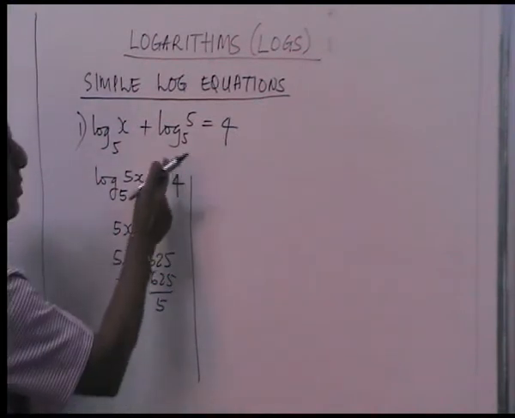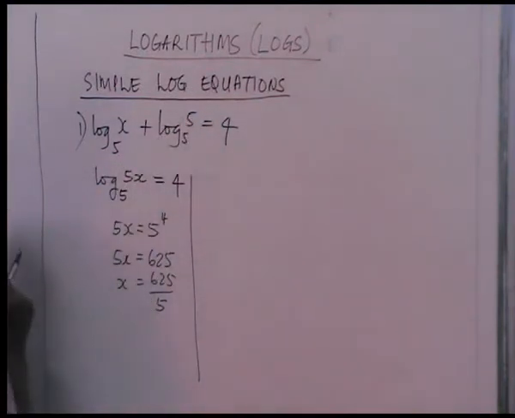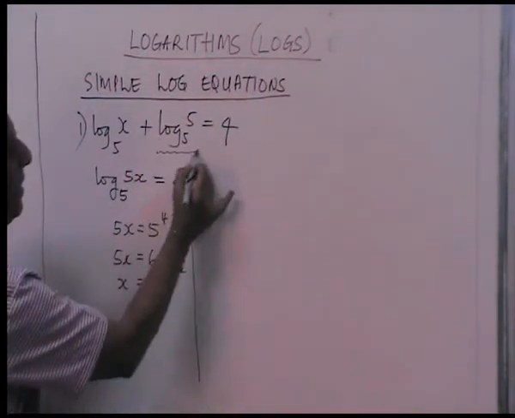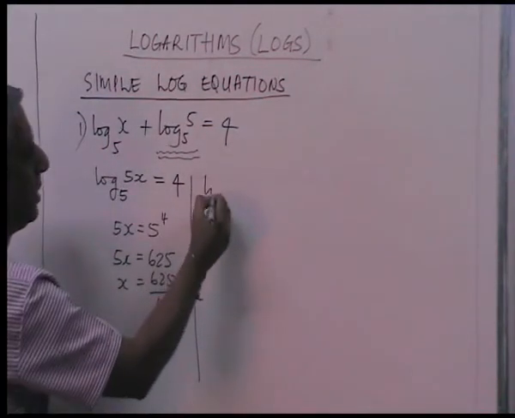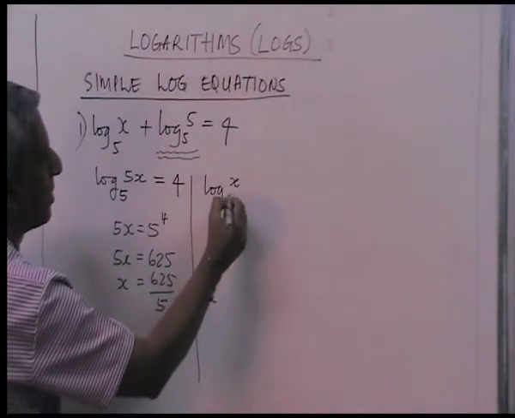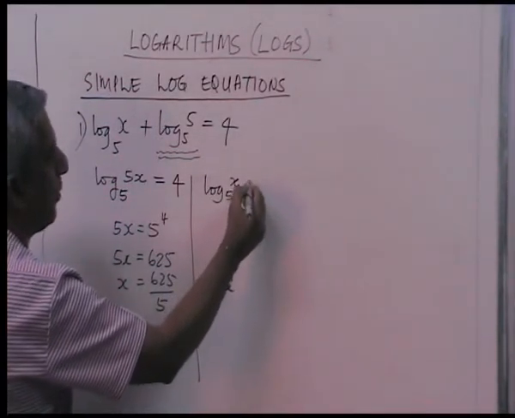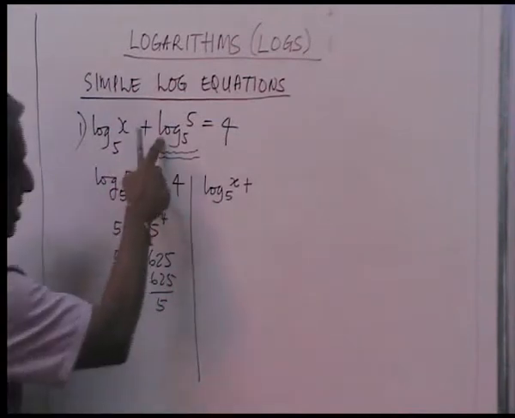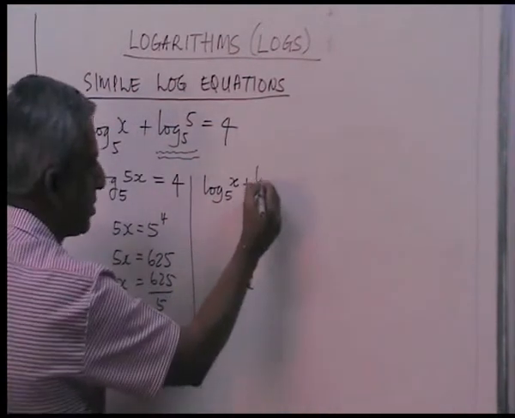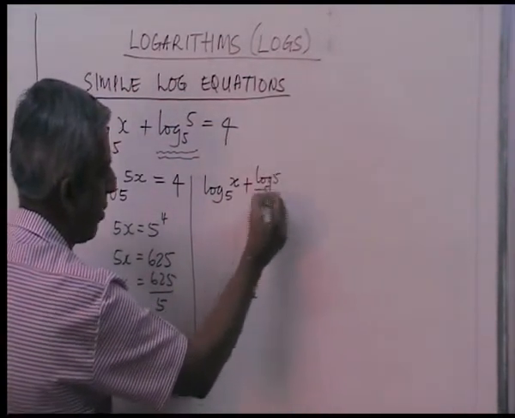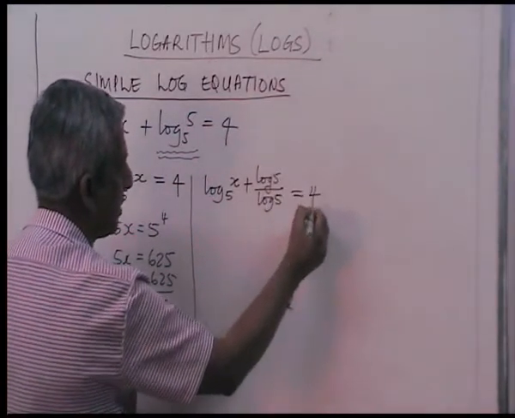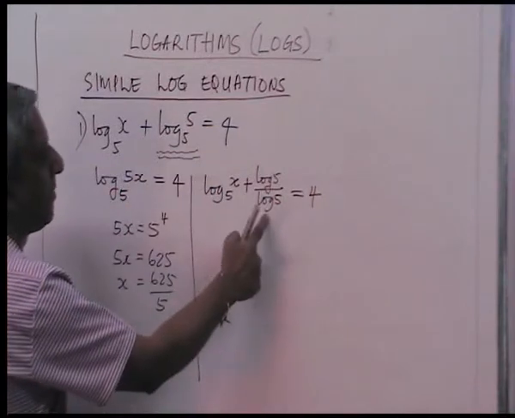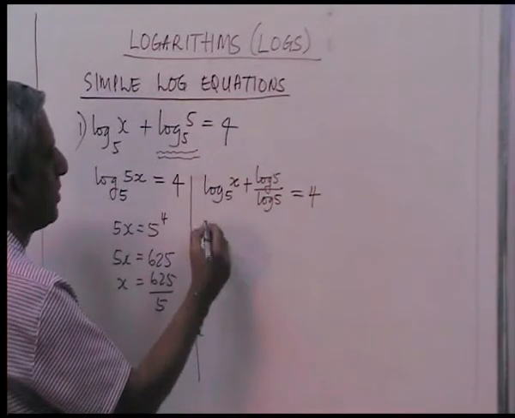So the other method will be, you spotted this section here, and you decided to change base here. So what you'll do, you'll say, well, log of x to the base 5 plus, you take this and you put it in the calculator, you see. So before you put it in the calculator, you're going to say log 5 divided by log 5 is equal to 4. So you're changing base there, and you're welcome to do that.